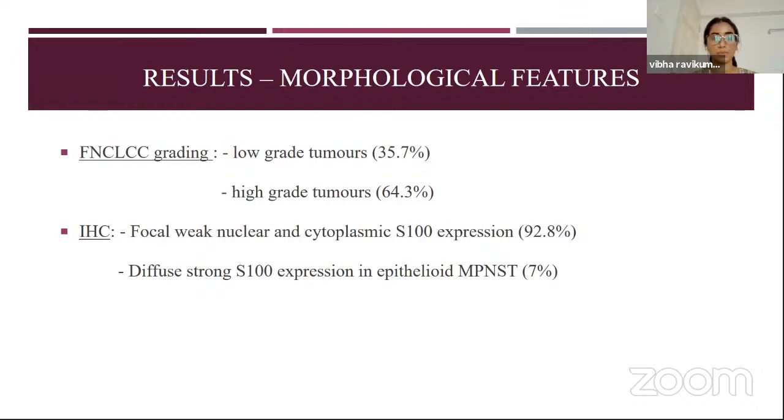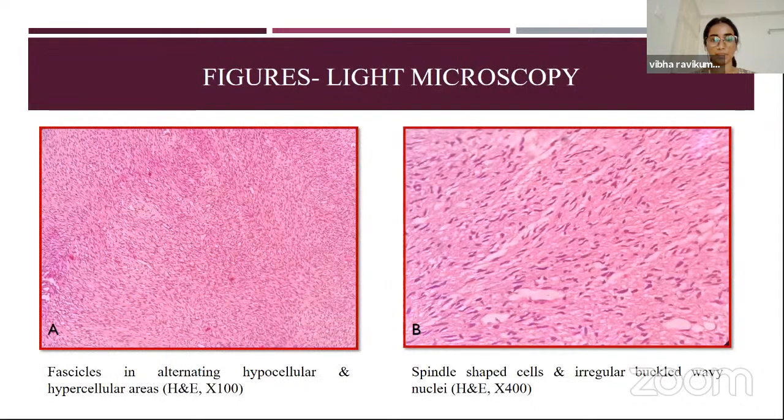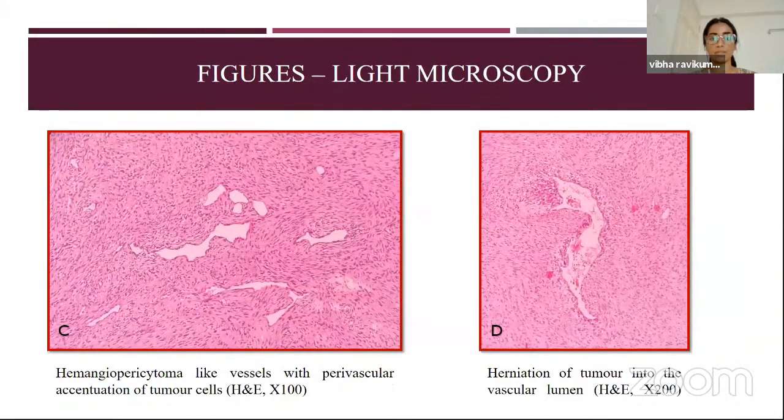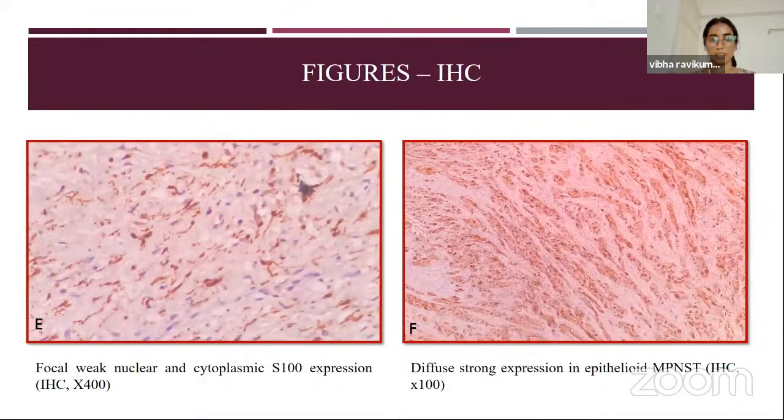Figure A shows a case of MPNST with fascicles of alternating hypo and hypercellular areas. A higher magnification is seen in figure B, which shows spindle-shaped cells with irregular buckled wavy nuclei. Figure C shows us the hemangiopericytoma-like vessels with perivascular accentuation of tumor cells. Figure D shows us the herniation of tumor cells into the vascular lumen. Figure E shows us the focal weak nuclear and cytoplasmic S100 expression. And figure F shows us the diffuse strong expression in epithelioid MPNST.